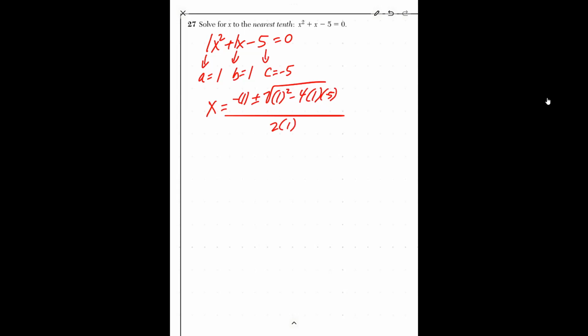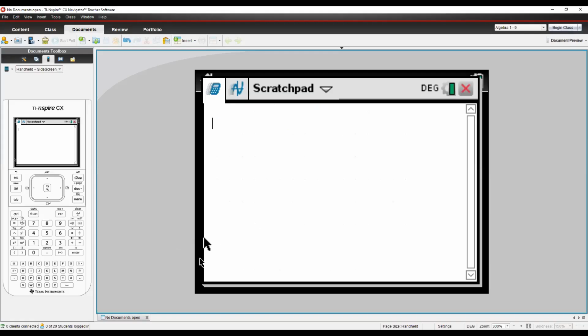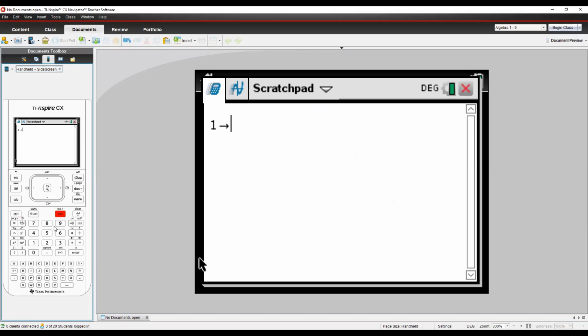Now I don't want you to actually do this by hand. I want you to use the calculator, and this is what we're going to do. We're going to store those numbers. So 1, we're going to store into A. And then 1, we're also going to store into B. And C is negative 5, so we're going to store negative 5 into C. And then we press enter.